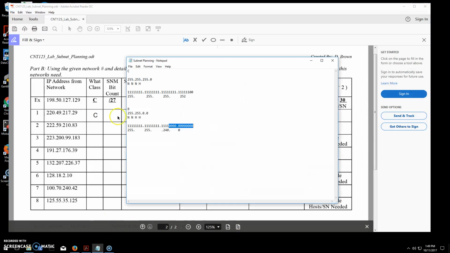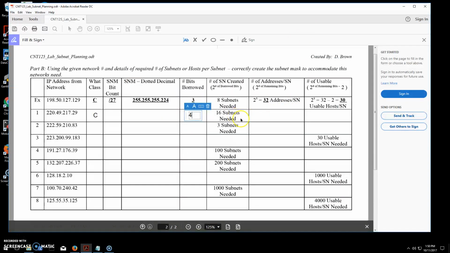So if I have a class C, and here's my class C stuff up here. If I borrow 4 bits, well, let's just edit this because I had this from before. I'm going to need to do that. If I borrow 4 bits, I'm left with 4 bits left for hosts. So let's finish that, and then we'll come back to alter our subnet mask. So 4 bits borrowed is going to give me 16 subnets. I'm going to be left with 2 to the 4, and that'll give me 16 addresses per subnet, of which 14 will be usable.